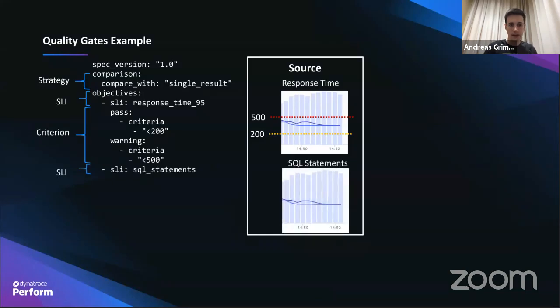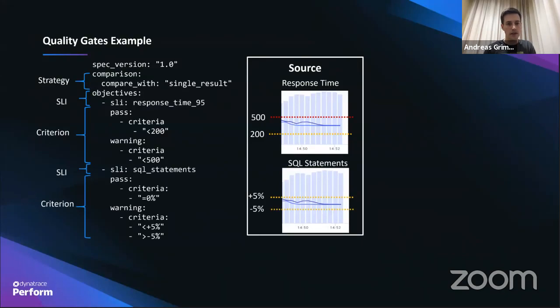Next, the next SLI shows us the SQL statements. And now we are comparing whether these SQL statements change. So we get a pass if the SQL statements did not change at all, comparing the previous run with the current deployment. And we are accepting it as a warning if we only have a relative change of plus minus 5%.